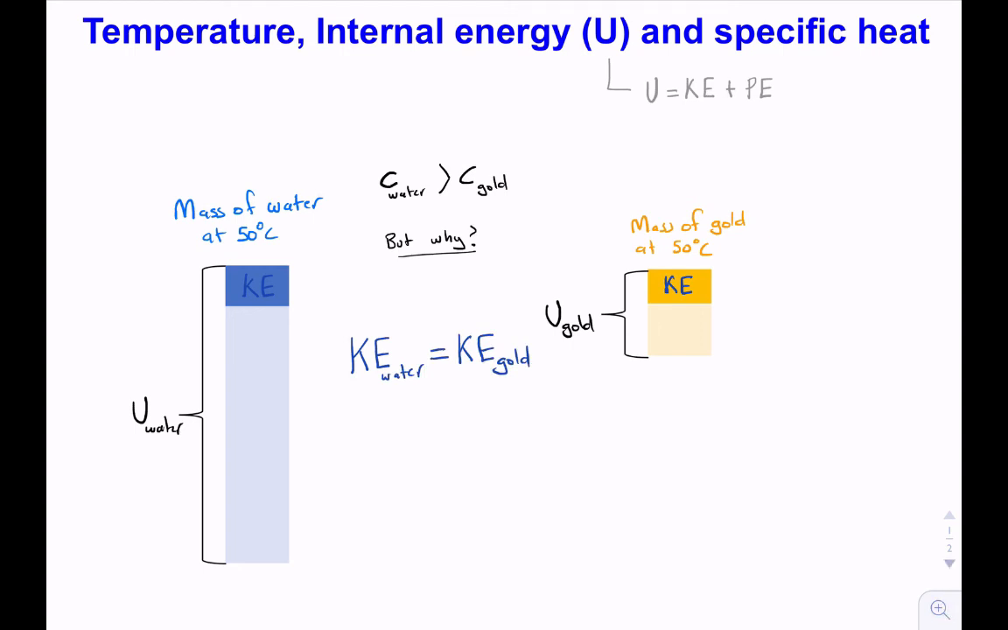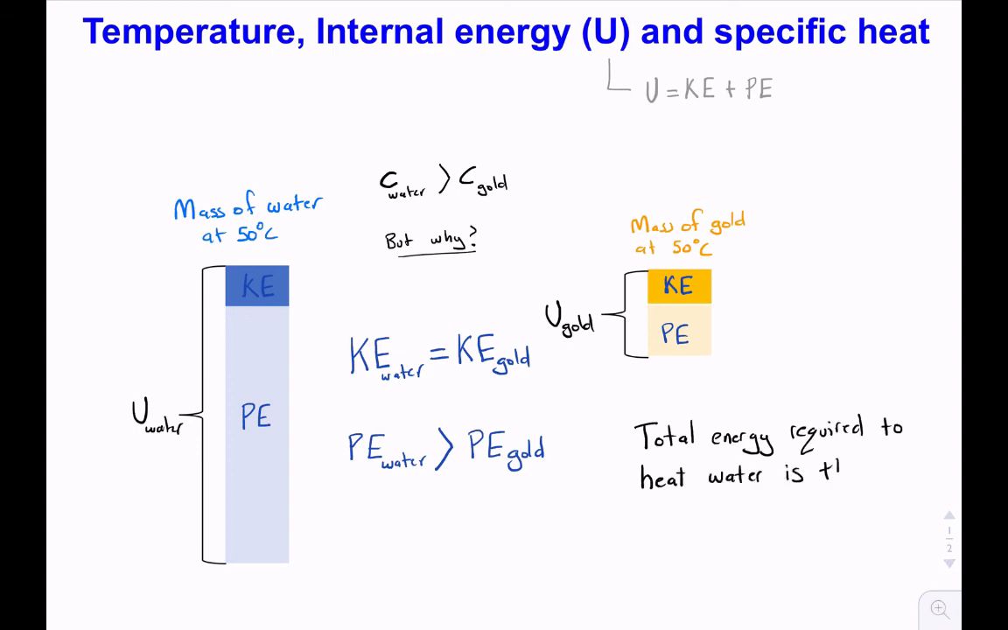Now let's look at the potential energy component of the water and the potential energy component of the gold. This time they're not the same. You will notice that the potential energy of the water is very much larger than the potential energy of the gold. So we can now visualize that we would need to add a lot more energy to raise the potential energy proportion of the internal energy in the case of water compared to that of gold. Therefore, the total energy required to heat the water is greater than the energy required to heat the gold.